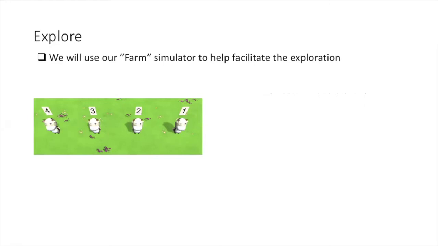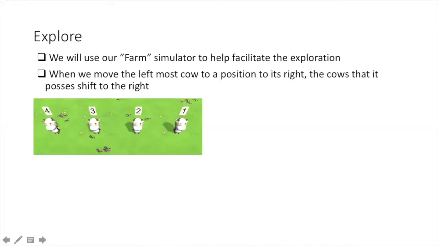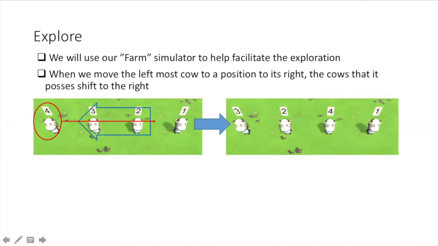I printed this from a simulator I made, but anyway, we'll just do it on the PowerPoint here for now. So here's the order, right? Remember 4, 3, 2, 1. Now, what we can do is move the left cow somewhere to the right, and then the cow will assume that position, and all the cows that this cow passed get shuffled to the beginning. So you move the 4 to here, and you pass 3 and 2. 3 and 2 got shuffled to the beginning. So now 3 becomes the first one.